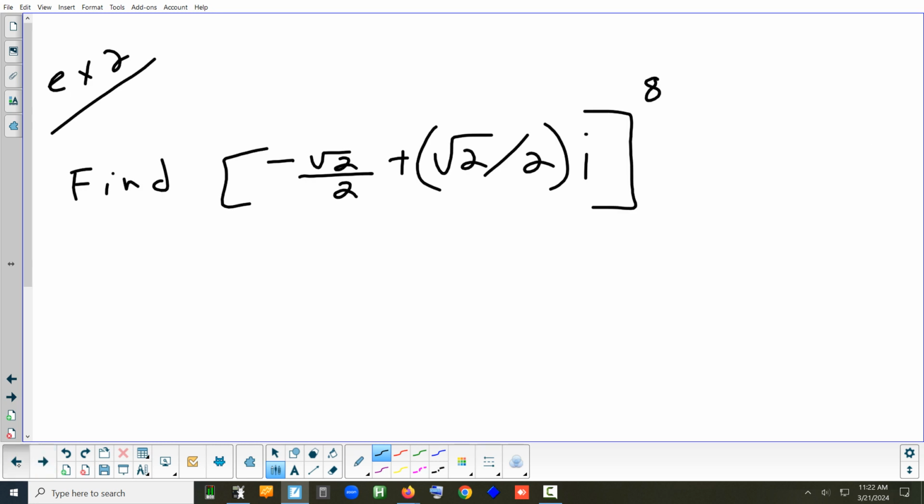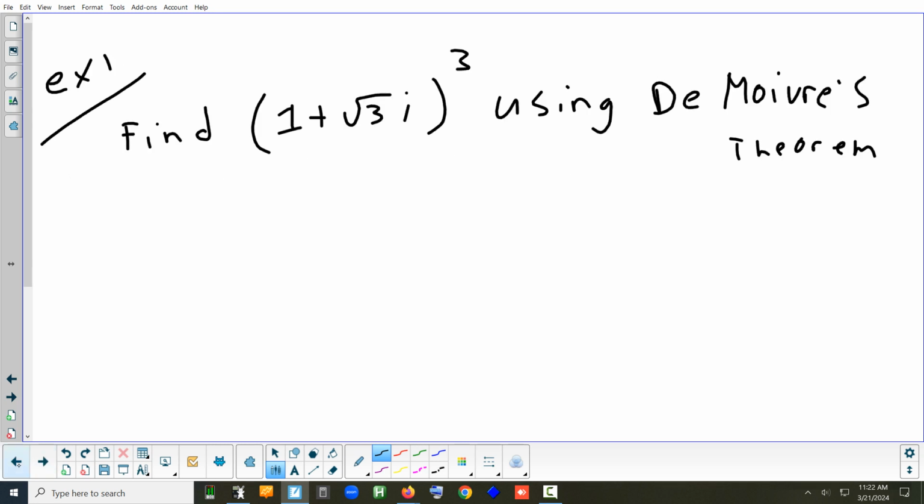All right, let's try this one. 1 plus root 3i to the third. Now this could go either way. Do I just FOIL it the way it is and write 1 plus root 3i, 1 plus root 3i, 1 plus root 3i, and then do all that out? Or do I change to trig form and do it that way? In terms of time, probably pretty close to the same if you're really fast at FOILing. But they said to use de Moivre's theorem, so that's what we'll do.